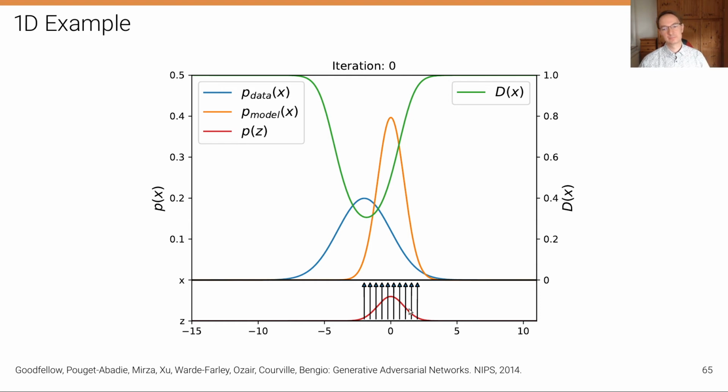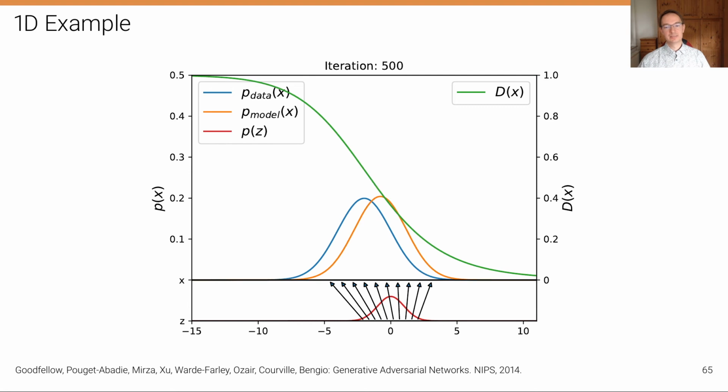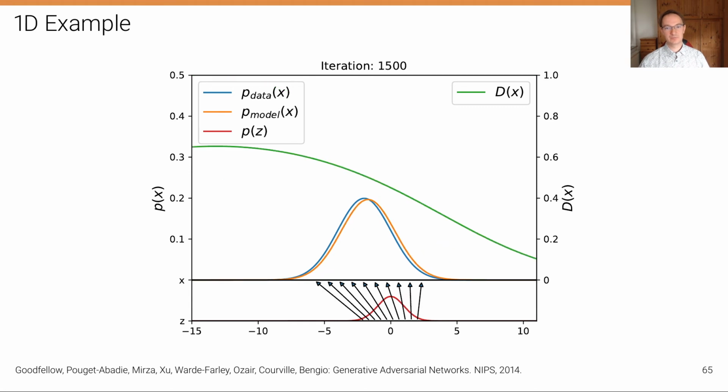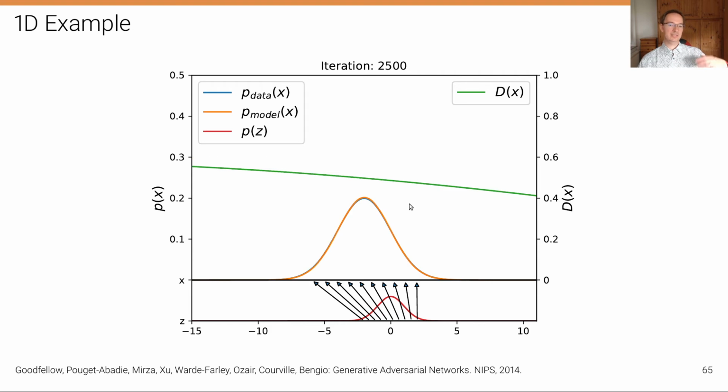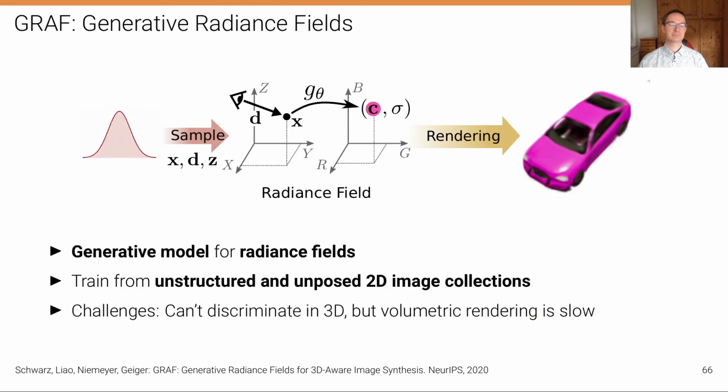And this is the noise distribution in red. If we start optimizing, this is iteration 500, iteration 1000, 2000, 2500, we see that the model distribution converges to the data distribution, and the discriminator becomes more and more uncertain, with probability close to 0.5 for all the samples. Here's the axis for the discriminator.